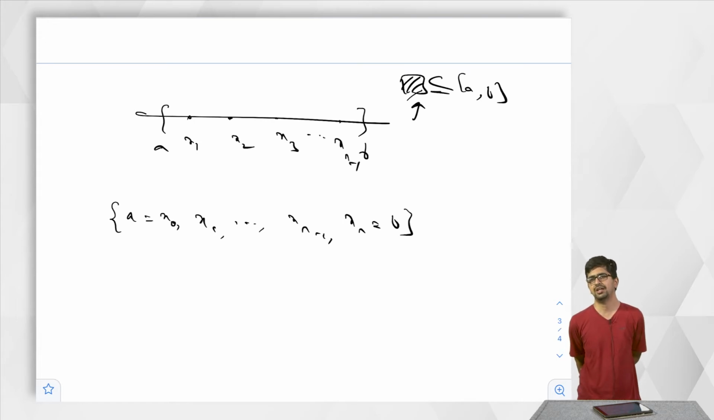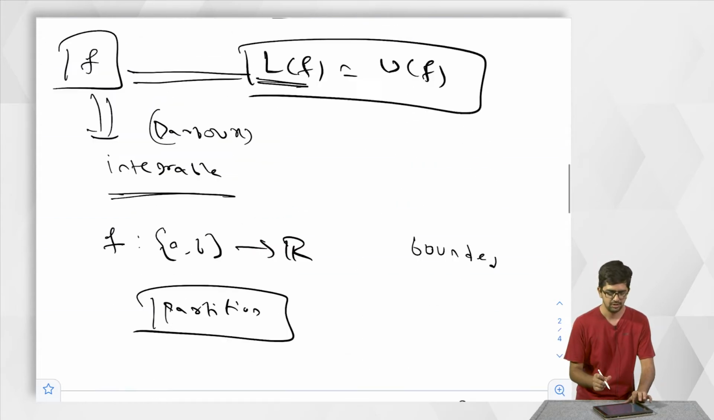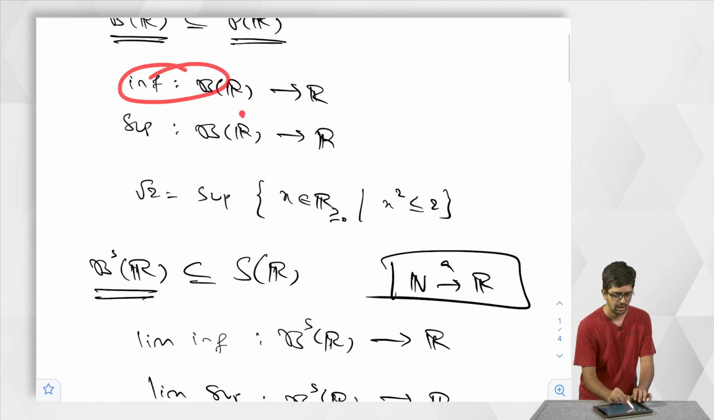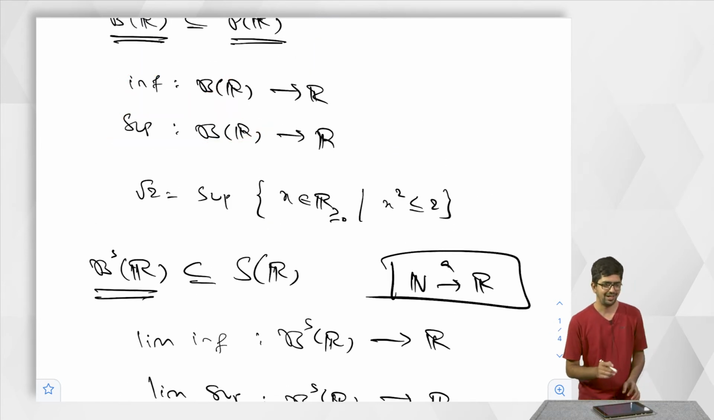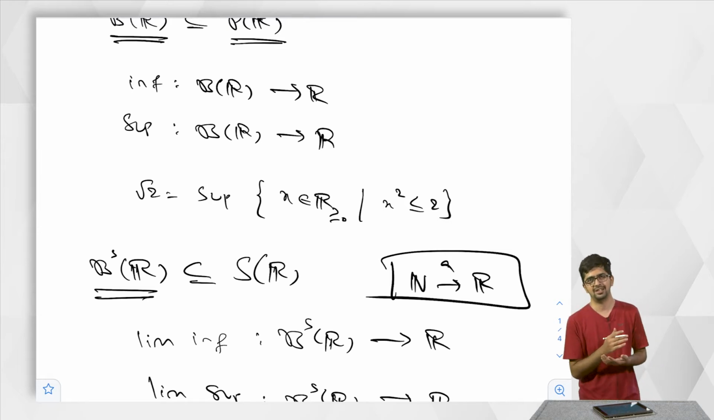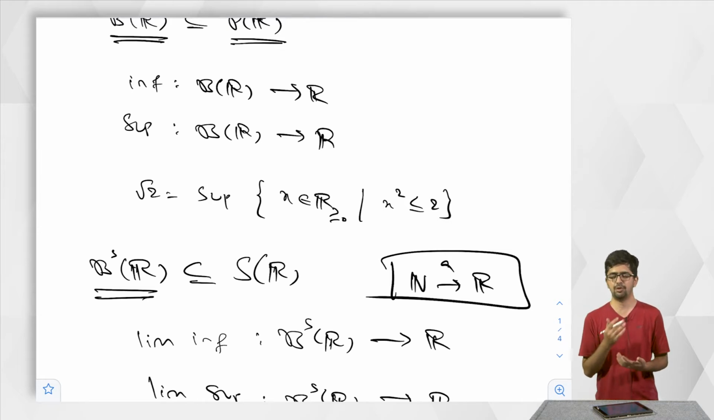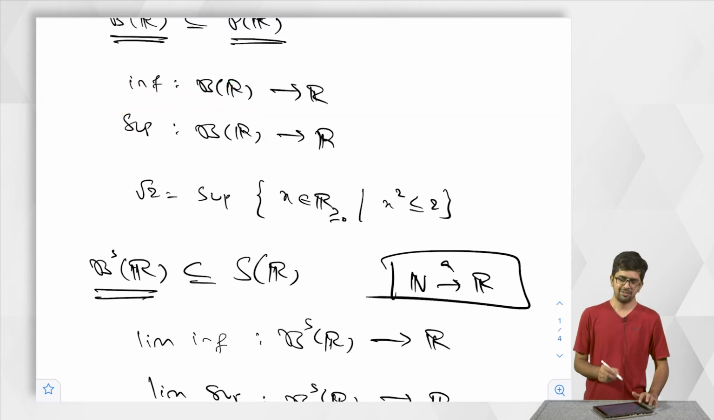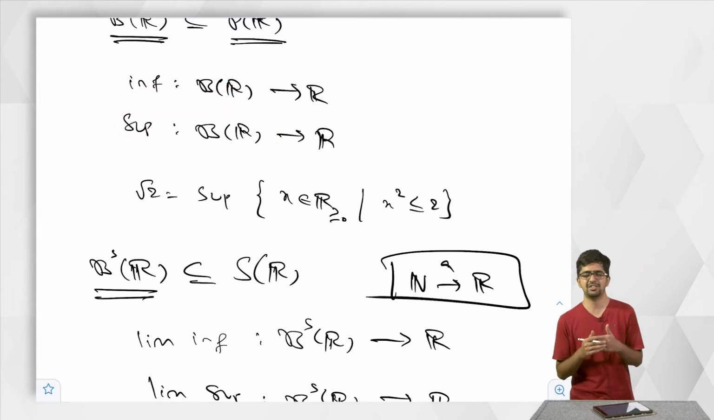Now I am trying to make use of the notion of infimum and supremum. See, I said that f is a bounded function, so the image of f is bounded. So further I can talk about infimum and supremum, but that is not sufficient.